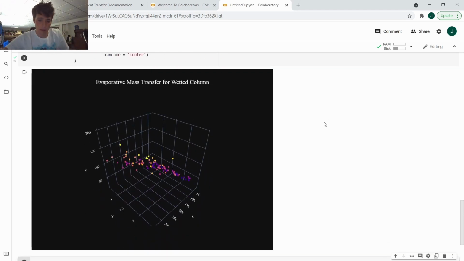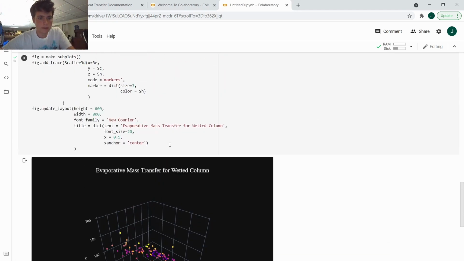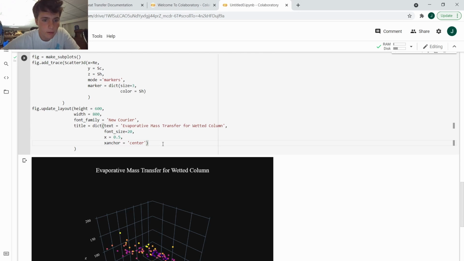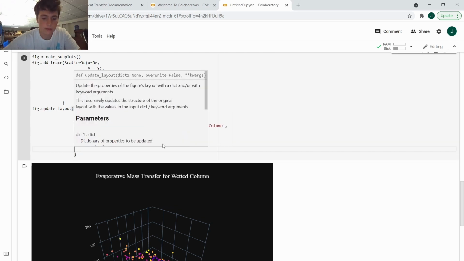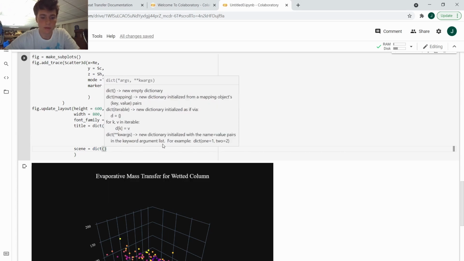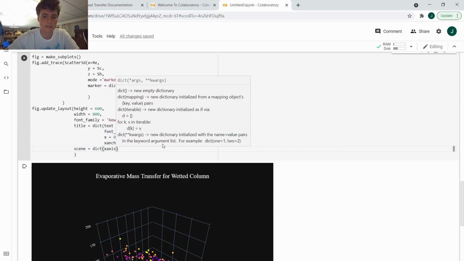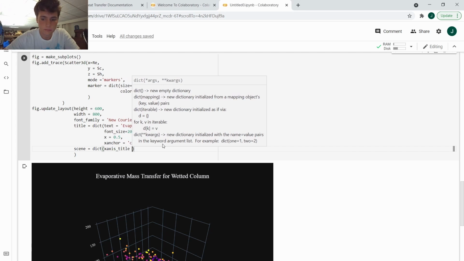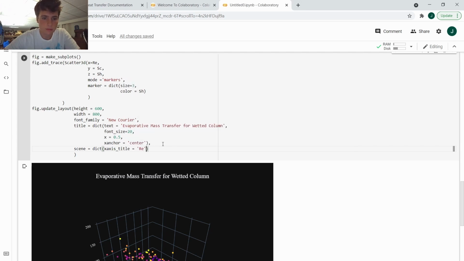Now we just want to name our axes, so we can also put into the update layout, we can do scene. And this is also just a dictionary. We can do where we use x-axis title. Go to Reynolds.